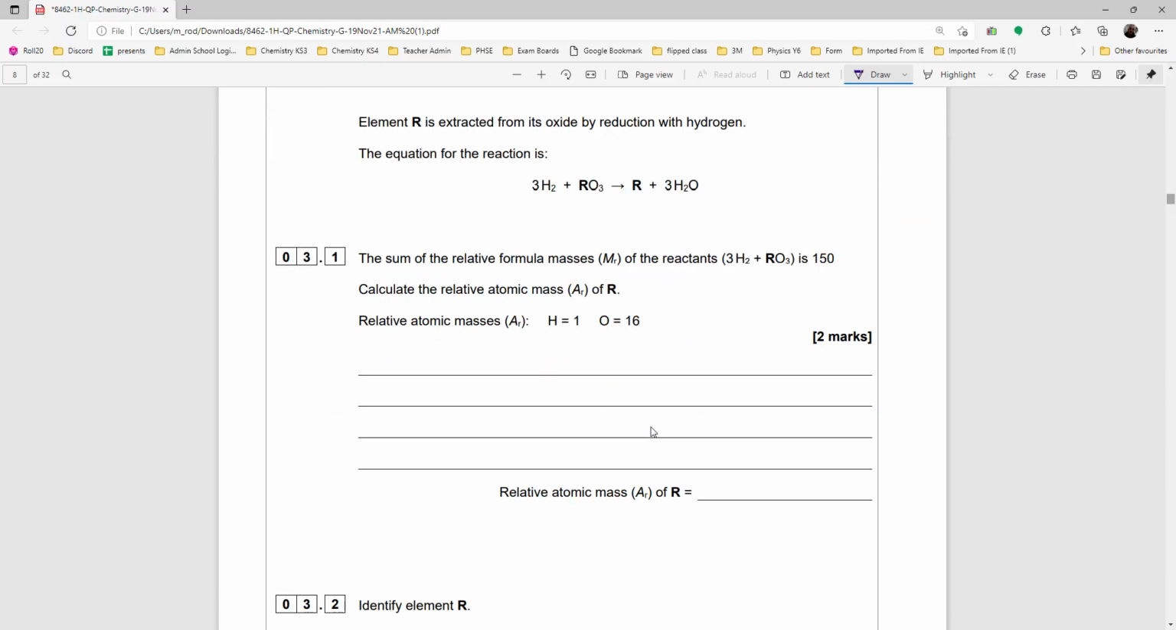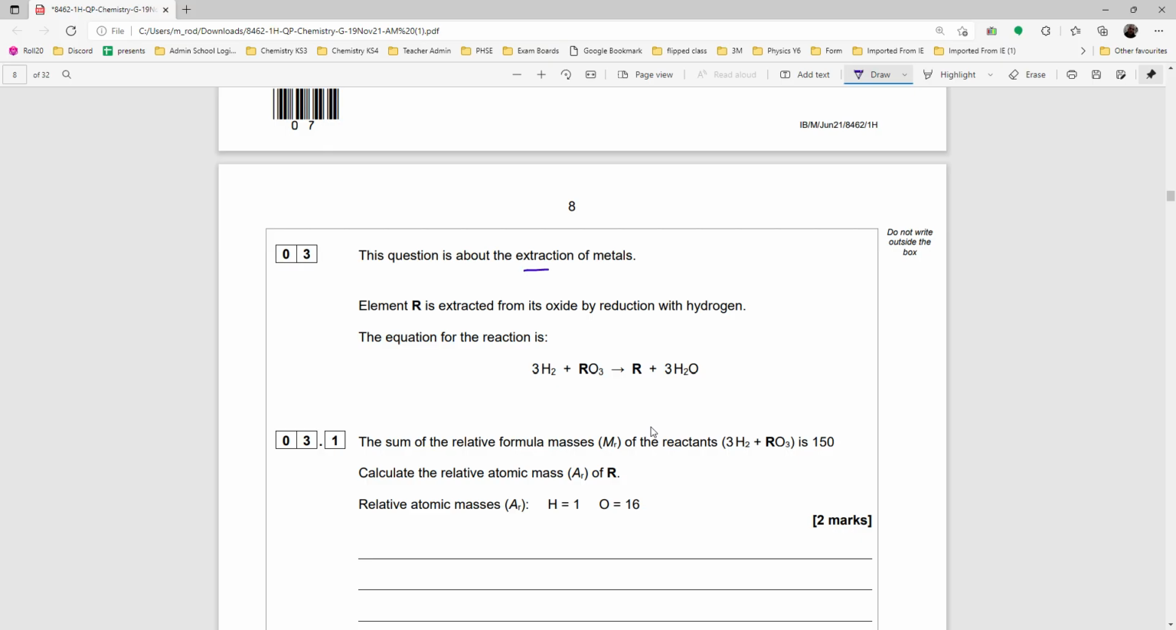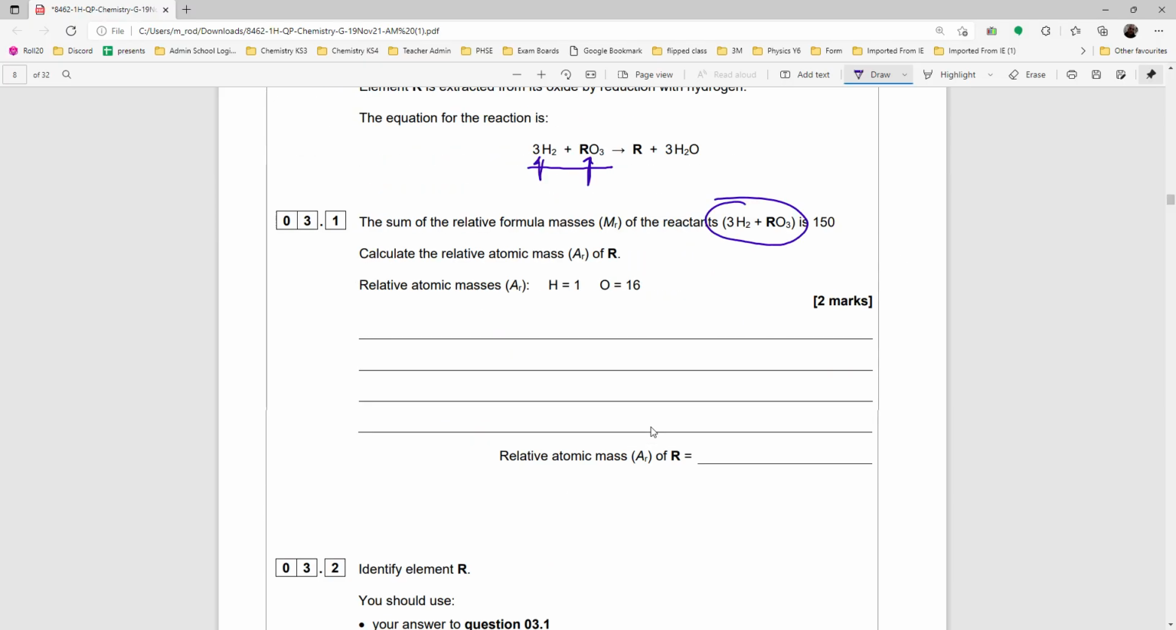Next, we have the questions about the extraction of metals. Element R is extracted from its oxide, and there it is, by the reduction with hydrogen. And there it is. The sum of the relative formula mass for the reactants is 150. And now they want you to come up with what is R, or what is the mass of R?